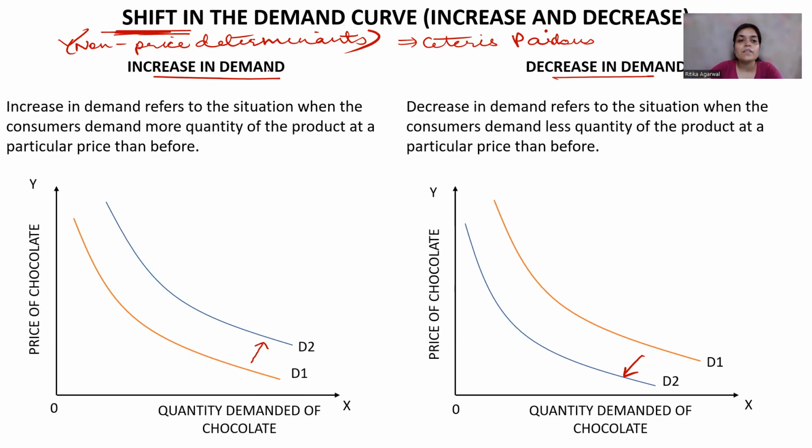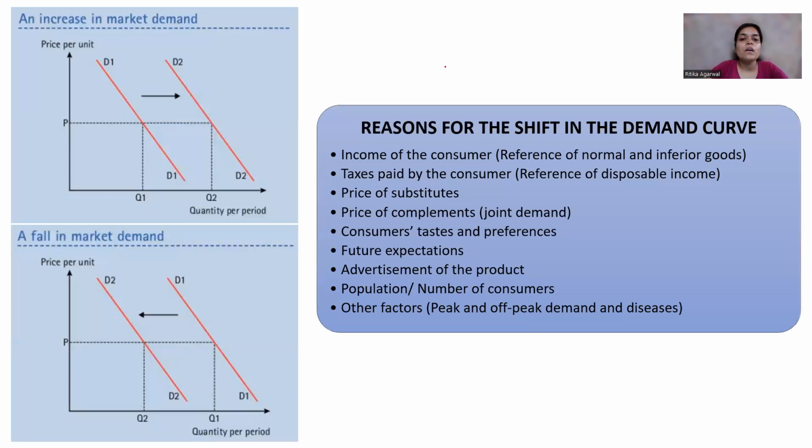Now, there are few factors, these non-price determinants, that cater to either increase or decrease in the demand curve. Now, any one determinant can lead to increase, and can also lead to decrease. Now, we'll see how. So, considering the reasons for the shift in the demand curve, these reasons only lead to a shift in the demand curve. Why? Because these reasons are totally non-price determinants.